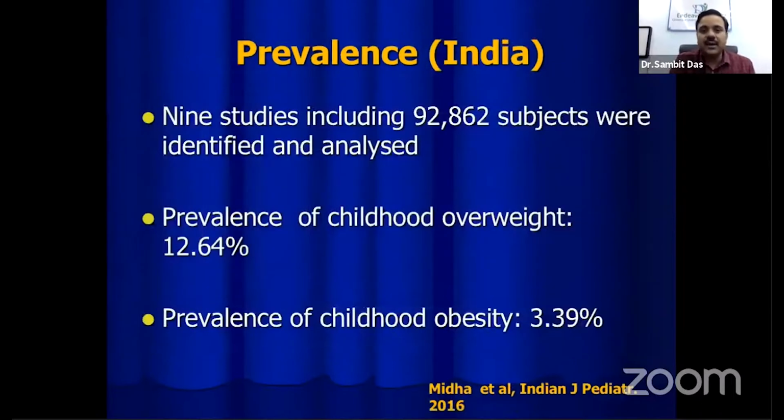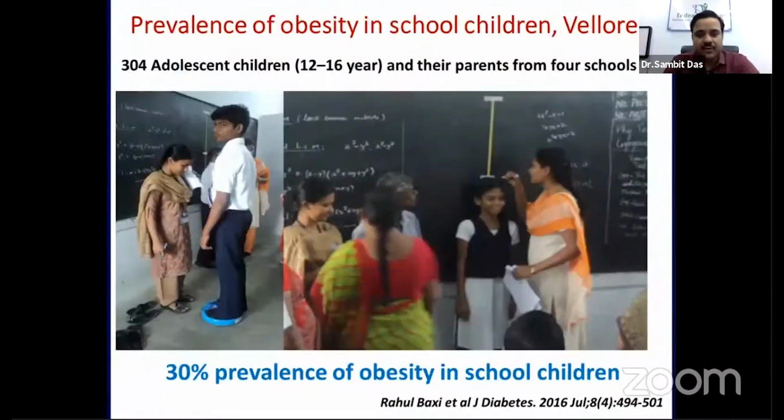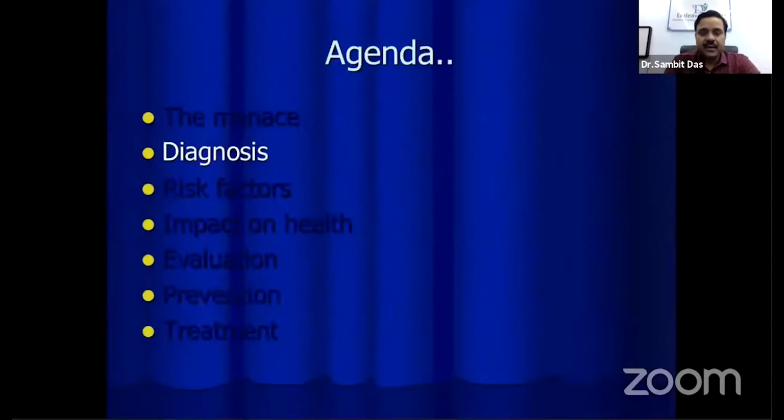And if you see India, we have some data from 9 studies with 92,000 subjects, mostly school children, and they've found the prevalence of childhood overweight to be around 12.6%, and the prevalence of childhood obesity to be 3.39%. It has varied in different parts of India, and the data from Dr. Nitin et al. from CMC Vellore found 30% prevalence of overweight and obesity in Vellore itself. So that was about the menace and the problem statement. Now coming to the diagnosis.